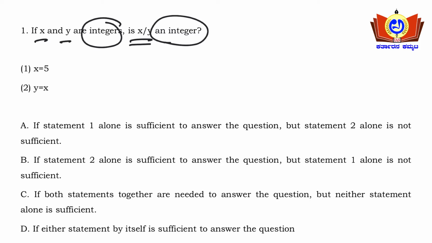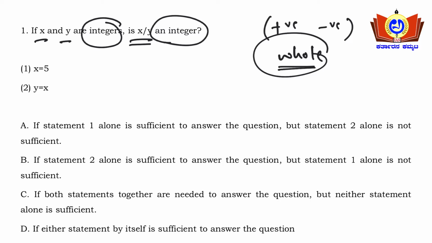So what are integers? Positive and negative numbers, those are whole numbers. The whole numbers are known as integers, not fractions or decimals. Here, the question is given that x and y are integers, and it is asking to find whether x by y is an integer. Two statements have been given here: x equals 5, and y equals x. And four options are given.